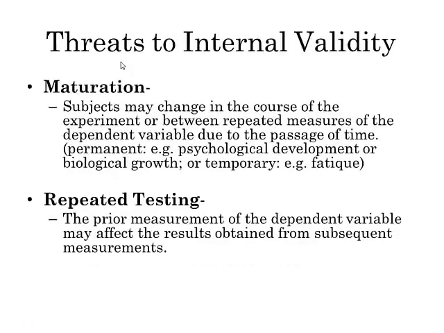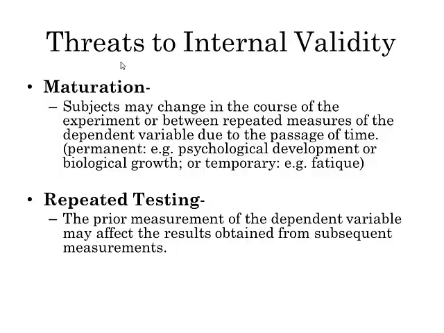Maturation is another threat, and this refers to the idea that basically people change over time, right? We're all growing and changing, and in this case subjects may change in the course of the experiment or between repeated measures of the dependent variable just due to the passage of time, psychological or physical development. So the participants actually change over time, and so again our results are affected by that.